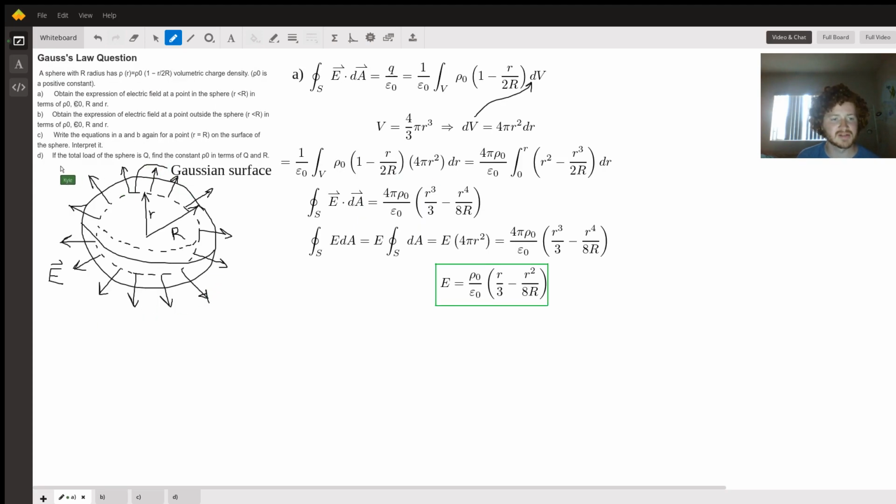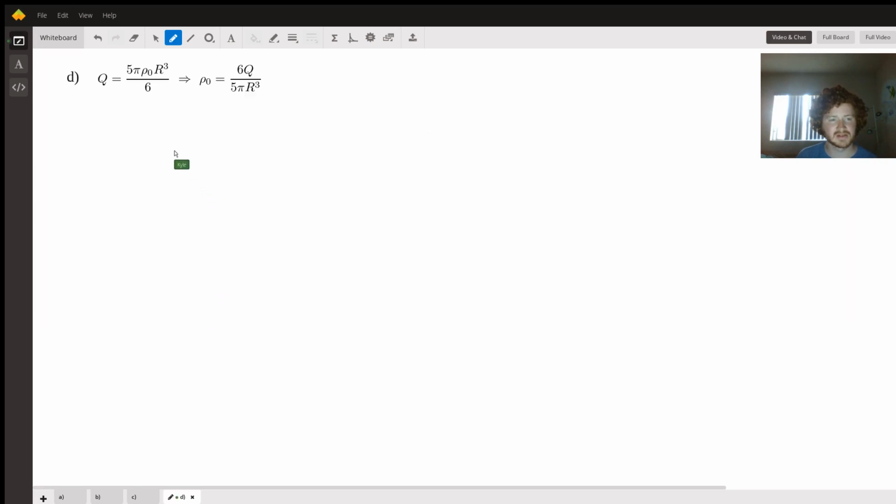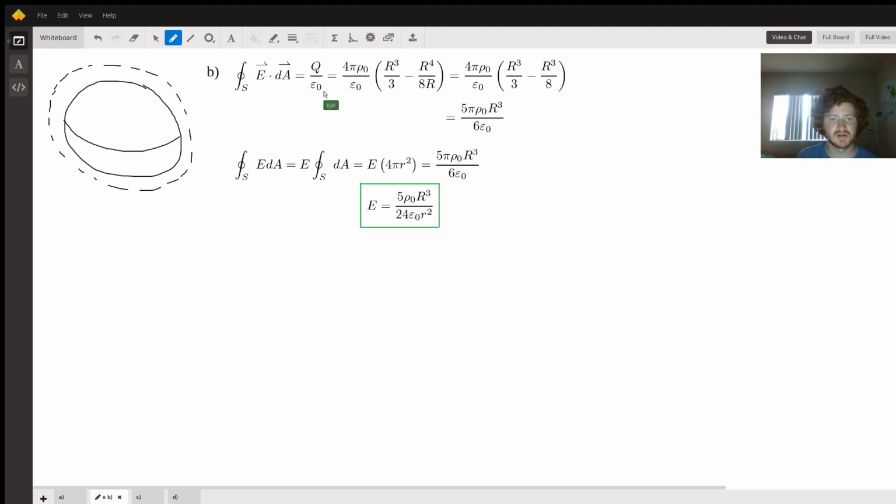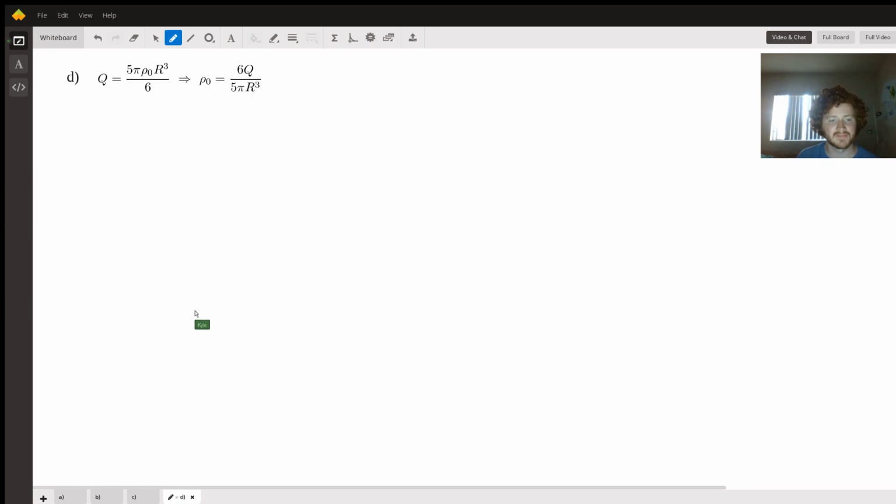Okay, and then part D, if the total charge of the sphere is Q, find the constant rho naught in terms of Q and R. With a little manipulation, you can use this equation: Q over epsilon naught equals this stuff, and just get rid of the epsilon naught because we know the rest of the stuff is just the charge equation, right? So we know that the charge is equal to this stuff from part B, and then we just solve for rho naught. So it is 6Q over 5 pi R cubed.